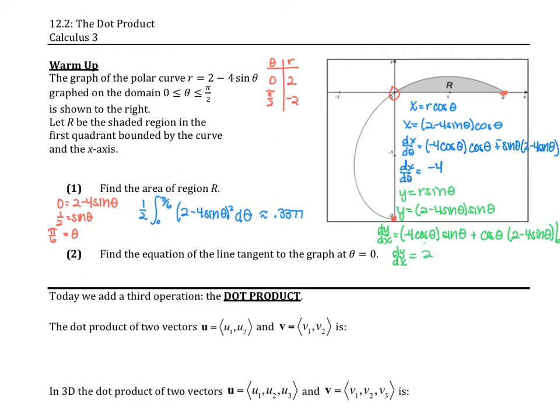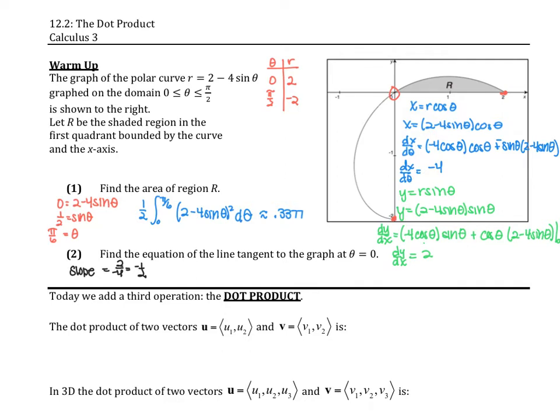So what I know now is that the slope that I'm looking for is dy d theta over dx d theta. So my slope is going to be 2 over negative 4, or negative 1/2.